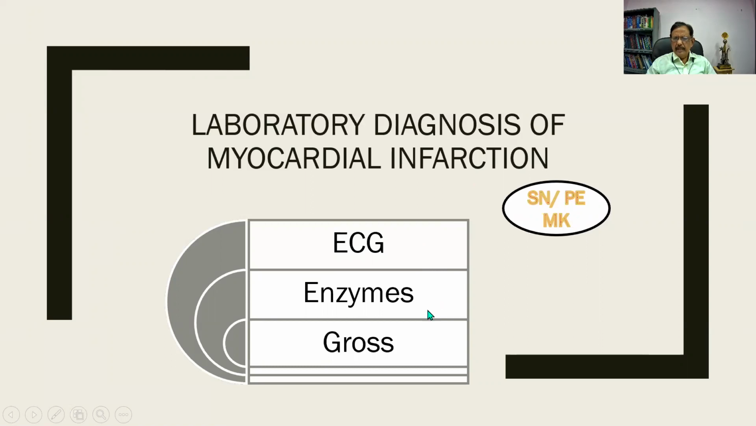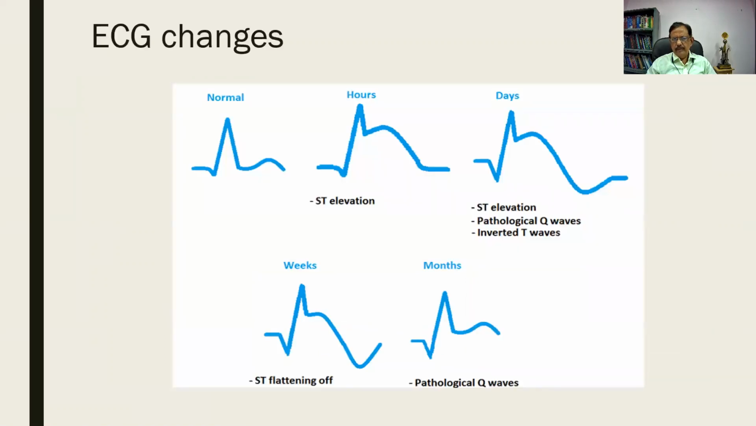But sometimes the patient might pass away and then after death, at autopsy, we can make a diagnosis. So I have purposely put this inside as a gross diagnosis at autopsy. So ECG changes, enzyme changes, and gross changes. What do I mean by it? The ECG changes. I am not a cardiologist, and so also you. But some basic things alone we can remember.